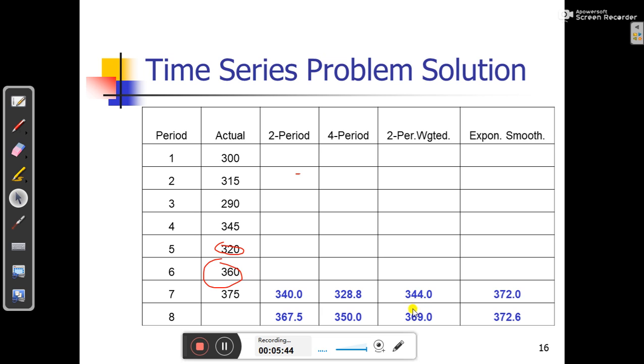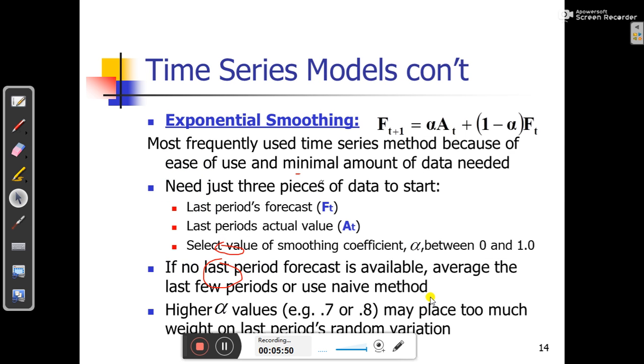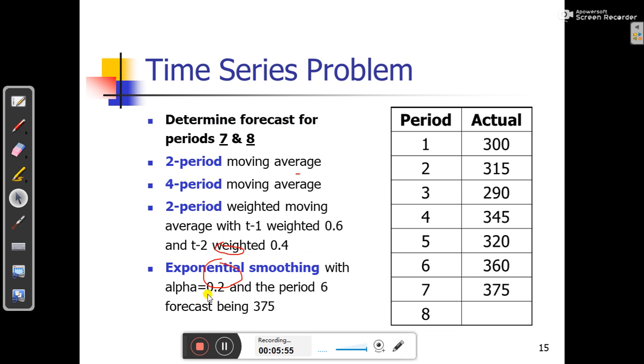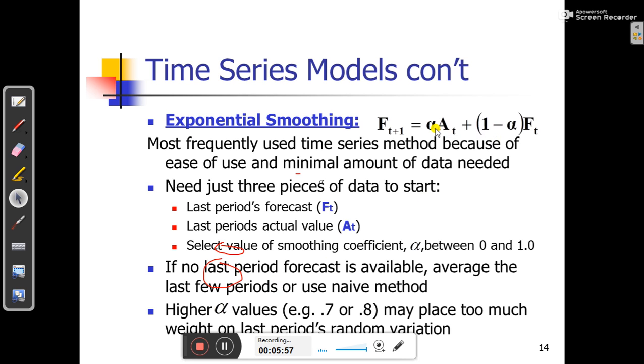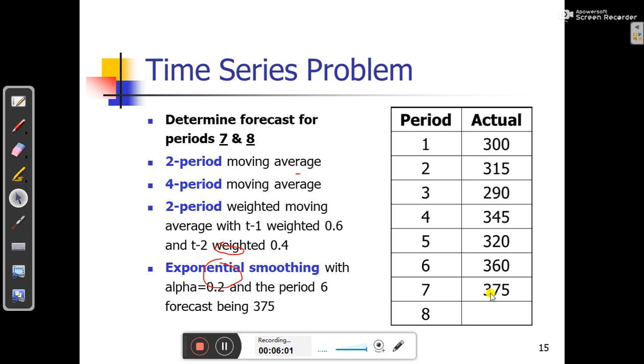So in that way you will get the 2 period weighted average. Then for exponential smoothing you need these values, where this is the equation. Alpha is given here, 0.2, and then the actual value is this 375 in case of finding the value of 8. In case of 7, you need to use the value of 360, that is the actual value.